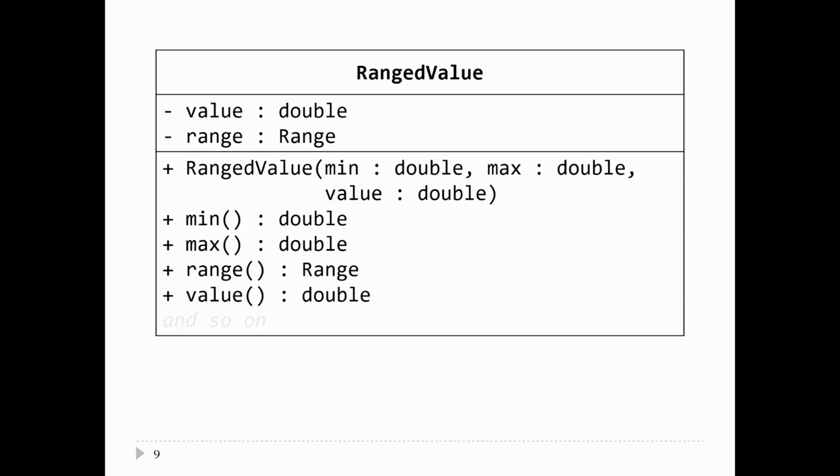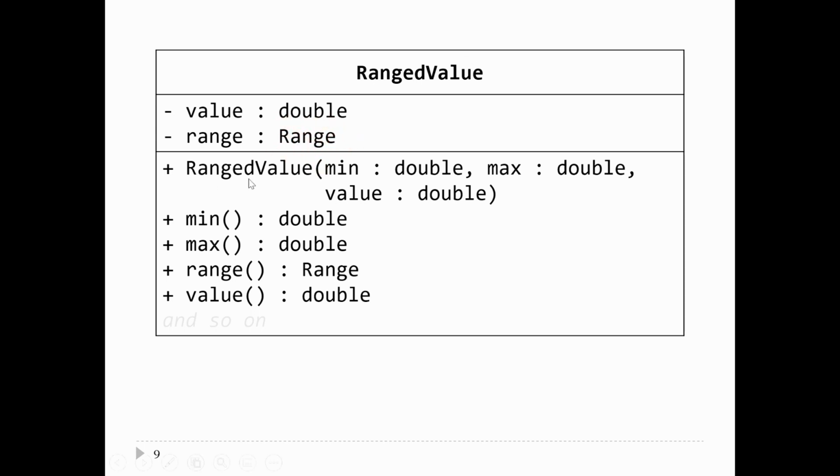RangedValue is a class that represents a value that lies between some minimum and some maximum value. So it's a value that's represented as a double. It lies between some minimum and maximum value. So that thing there is represented as a range, as a range object.